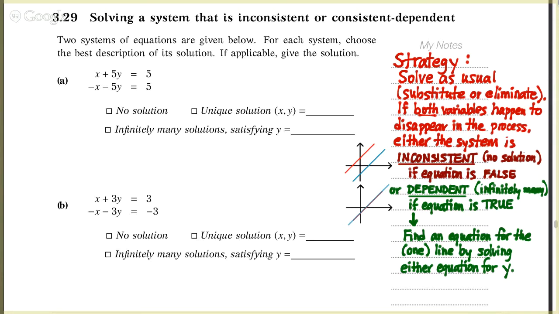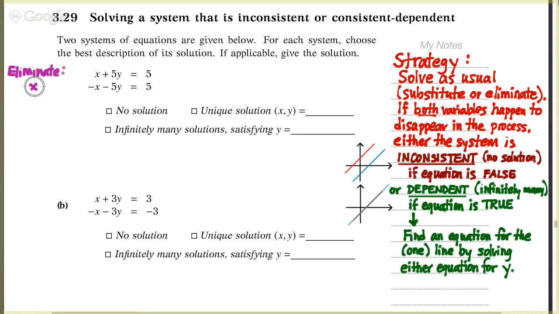So let's look at the two examples that were given here and try and figure out whether each of them is either consistent and has a unique solution, consistent dependent and has infinitely many solutions because the lines are on top of one another, or inconsistent and has no solution at all. In the first example, x plus 5y equals 5 and minus x minus 5y equals 5. Let's choose to use elimination because neither of our variables has already been solved for, and choose to try to eliminate the variable that has the smaller least common multiple of its coefficients. The coefficients of the x's are 1s and the y's are 5s, so let's choose to eliminate the x's because it has a smaller LCM.